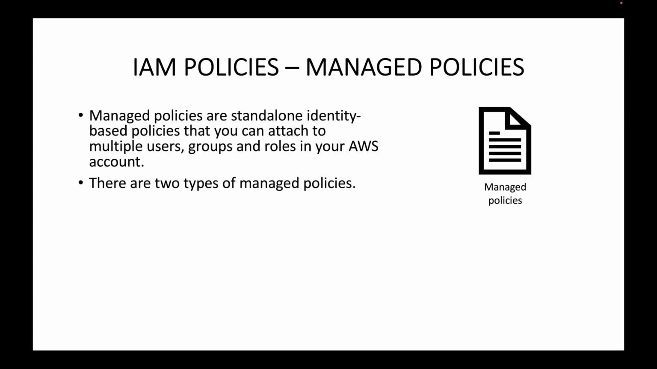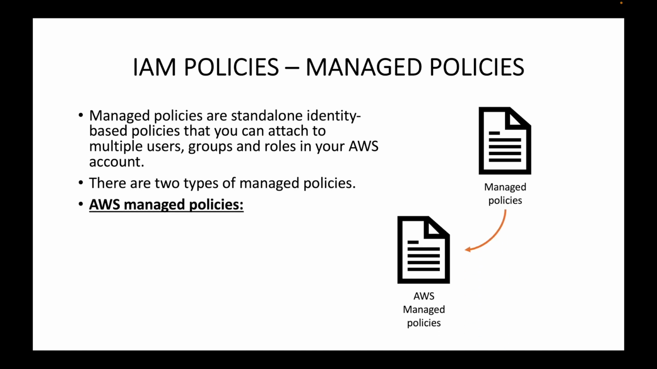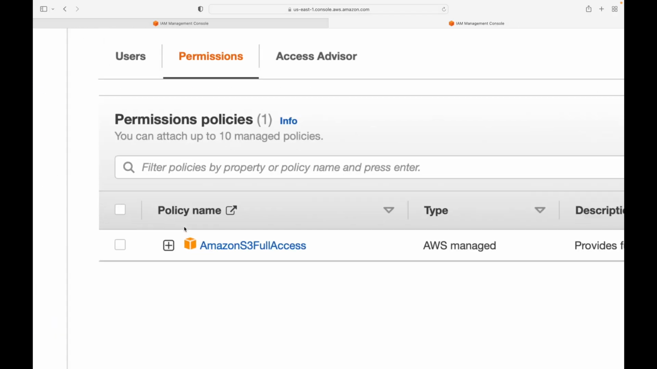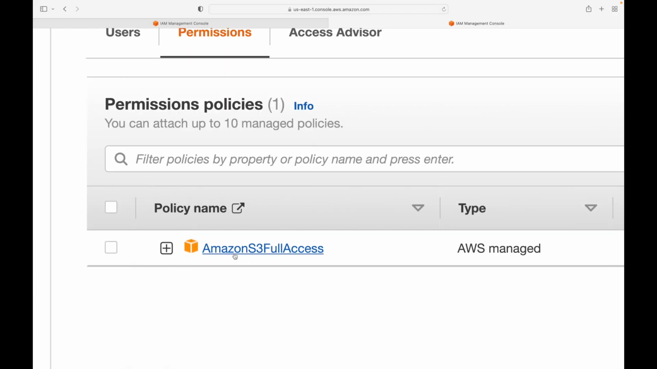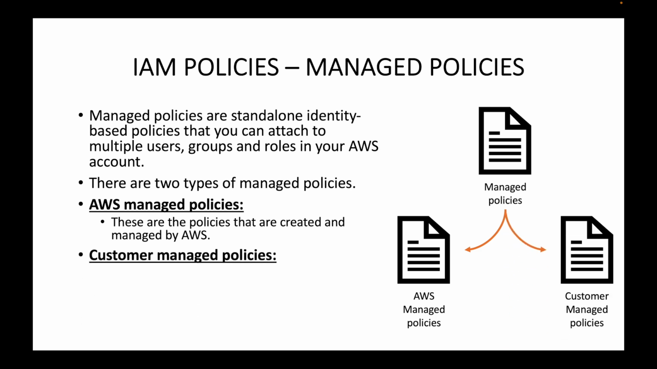Now again, when we talk about your managed policies, they can be divided into 2 types. We have the AWS managed policies. AWS managed policies are the policies that are created and managed by AWS. So any policies that are created and managed by AWS are your AWS managed policies. Here, if you see this icon or this logo with your policies, that means it's your AWS managed policy. And here also you can see the type, it says AWS. That means this policy is created and managed by AWS. And then we have your customer managed policies.